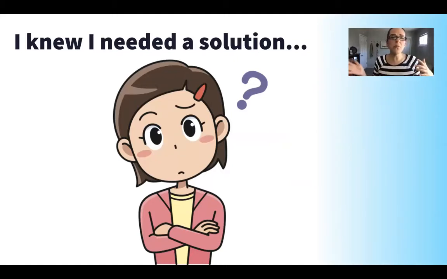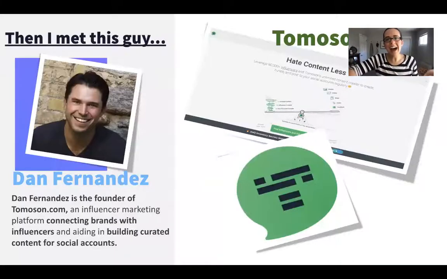So I went to various different masterminds I was in, and I started asking questions about what are you using? And the answer invariably came back to, we've tried everything. There's nothing good out there. Let me know if you find something. So that gave me an idea, of course. And about 2 weeks later, I met this guy. So this is Dan Fernandez. He is the founder of Thomason.com. It's an influencer marketing platform that connects brands and influencers.